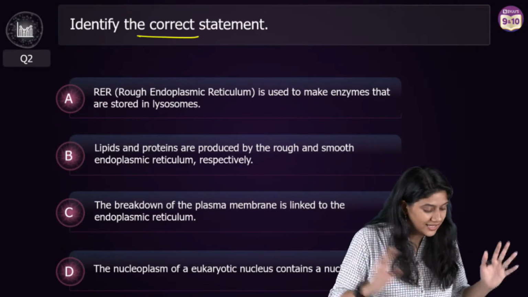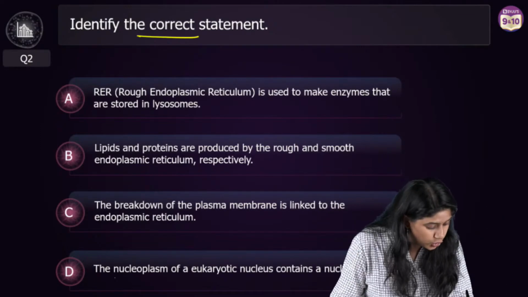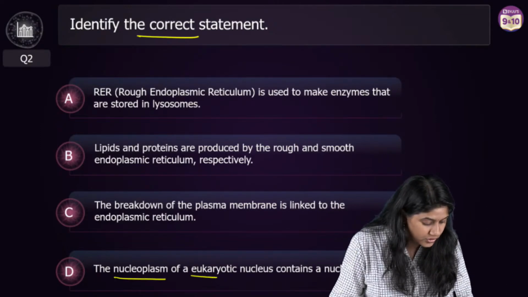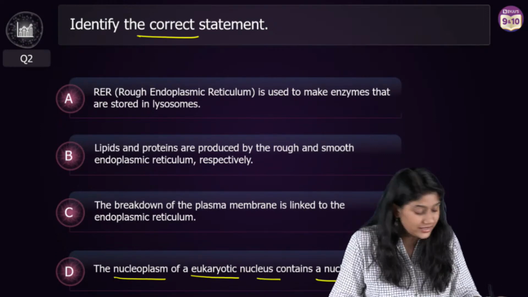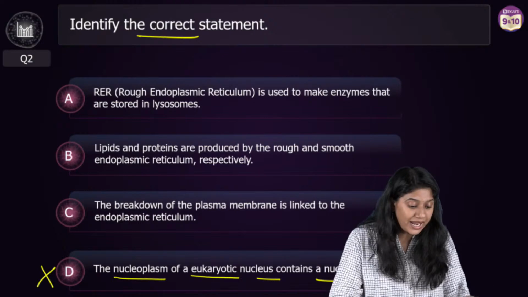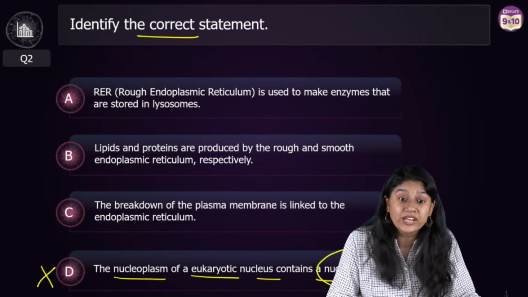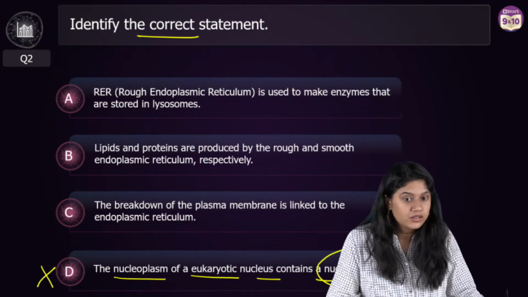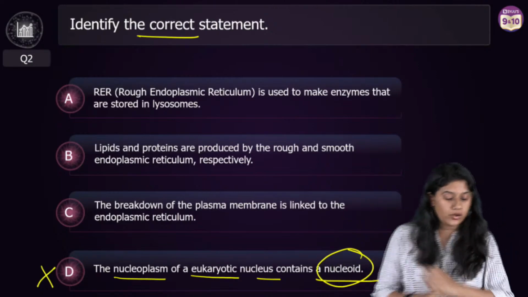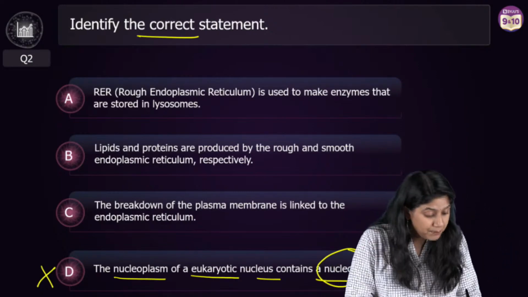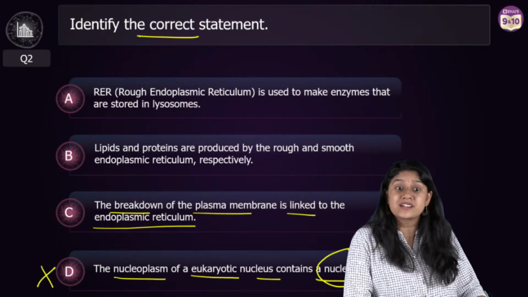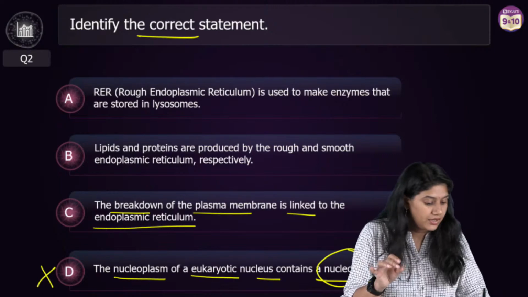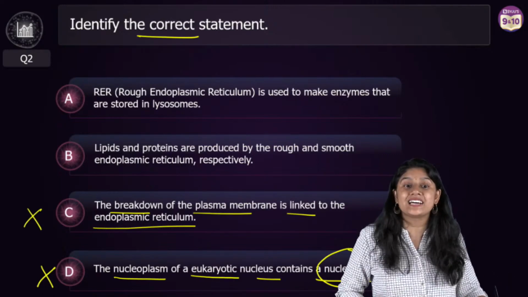Let's start from option D. The nucleoplasm of the eukaryotic nucleus contains nucleoid? It is incorrect, right? We know that the nucleoid is present in the prokaryotic cells, so option D is wrong. Option C, the breakdown of plasma membrane is linked to the ER. No, we haven't studied that, and that's not correct. Then of course, it is incorrect.